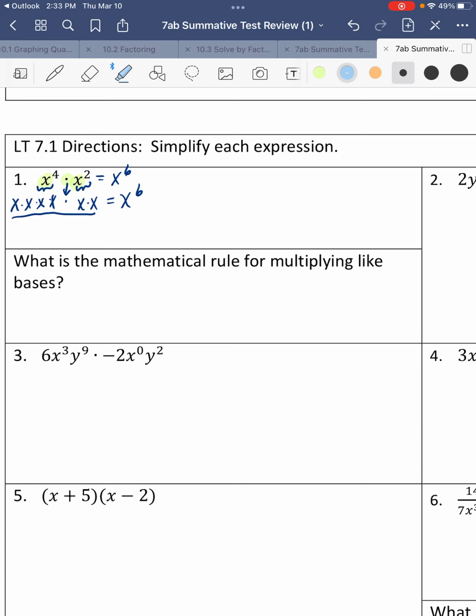Now, if we take a look at what we got going on here, what do we have to do to these exponents to get 6? Well, now we know our rule. We have like bases with multiplication, we add exponents. So the mathematical rule is, when multiplying like bases, you add the exponents.